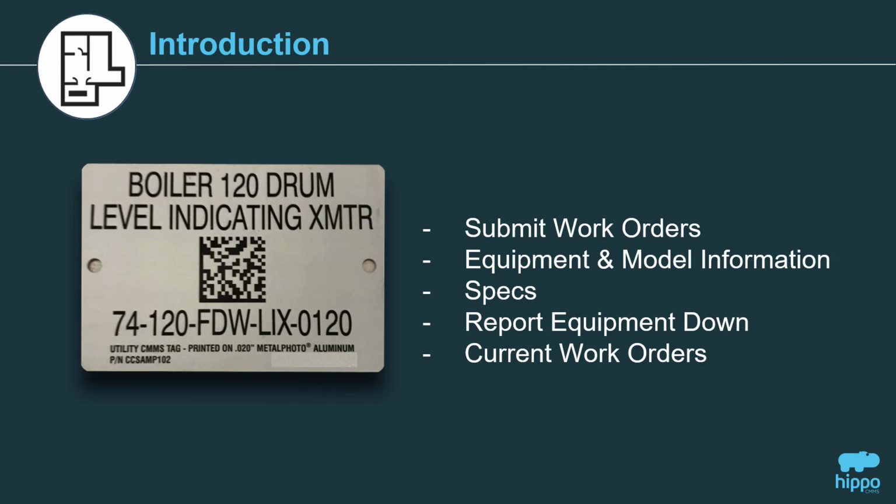Once you've generated barcodes from Hippo on your desktop, using the scan code feature on your mobile allows the Hippo user to do the following. You can submit work orders, you can access your equipment details, you can access equipment model information, look at your specs and manuals for that piece of equipment, report equipment is down, and also look at current work orders related to that piece of equipment. This list is quite comprehensive, but it's designed so you can get to the information that you need quickly. So let's begin with the first part of our tutorial, how to generate barcodes.